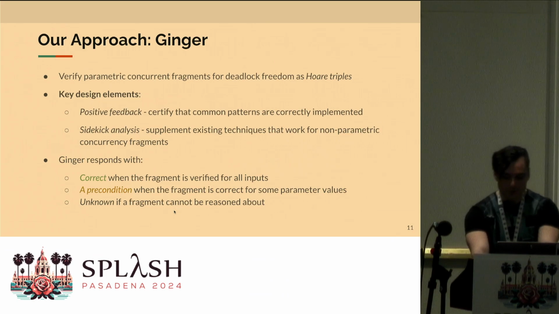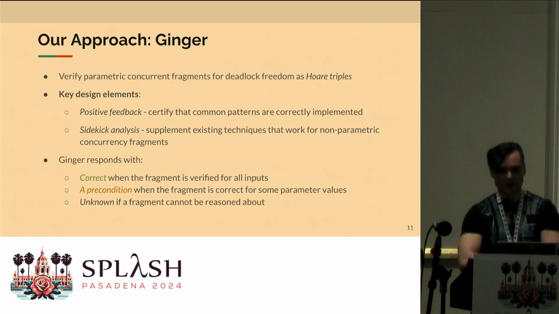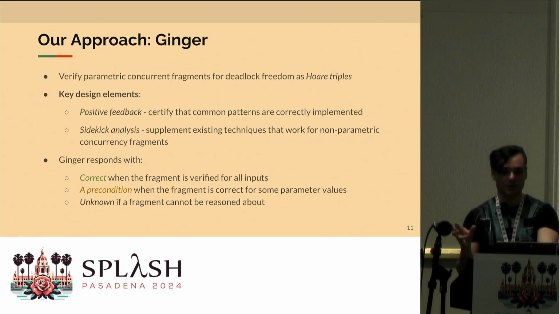And so to tackle this problem of parametric concurrency, we tried to approach it in a different way, which we implemented in a tool called Ginger, which takes these parametric concurrency fragments and tries to express them as Hoare triples and verify for deadlock freedom.